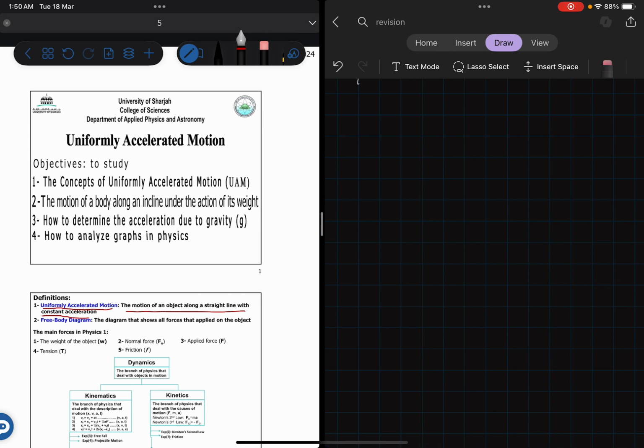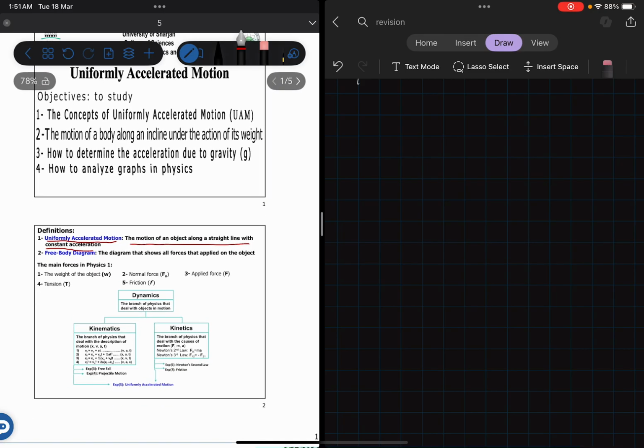So in this part I will cover chapter 5 and 6, and for part 2 I think I will solve a previous quiz which was on 22. So let's start with chapter 5, uniformly accelerated motion.